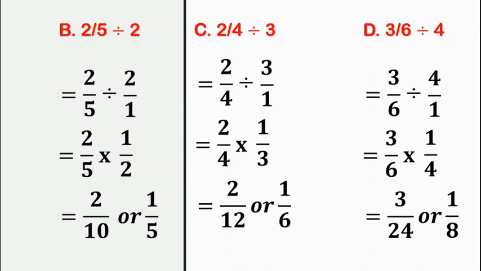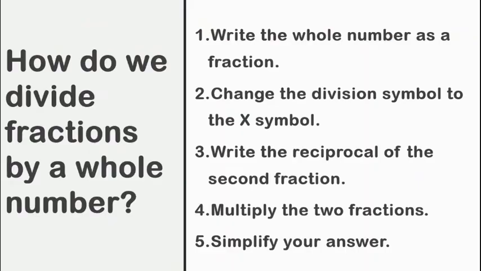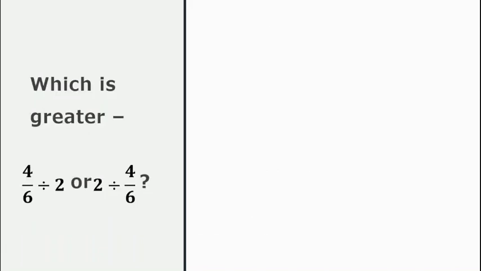Did you get the same answer for our activity? Good. So how do we divide fractions by a whole number? Always remember, write the whole number as a fraction with the denominator always 1. The second thing that you need to do is to change the division symbol into a multiplication symbol or times. The third one is to write the reciprocal of the second fraction, then multiply the two fractions to get your answer and simplify it.